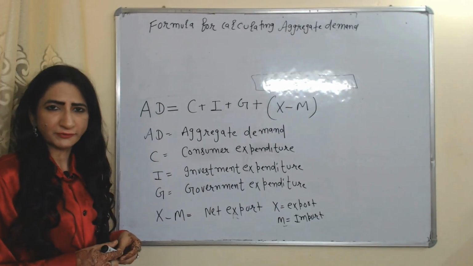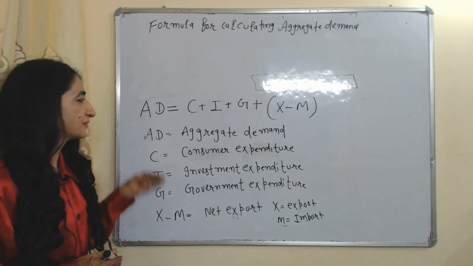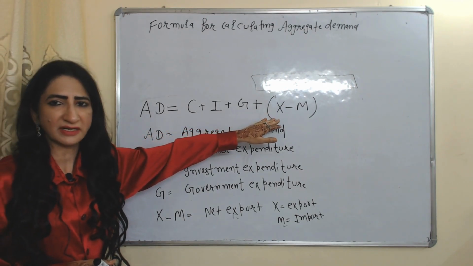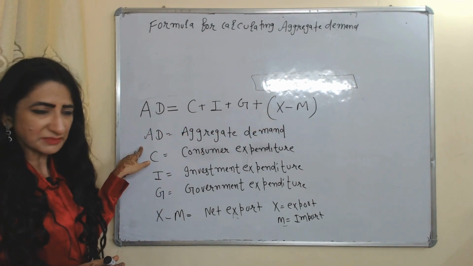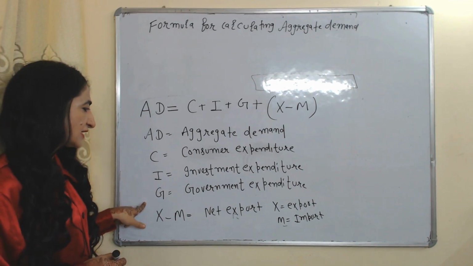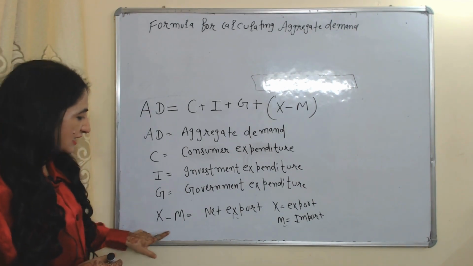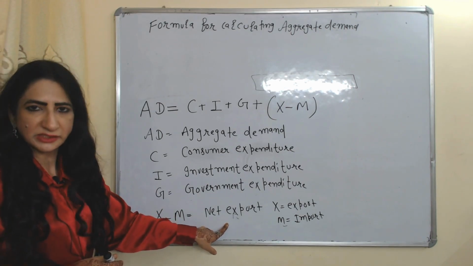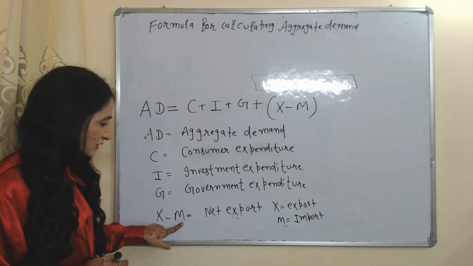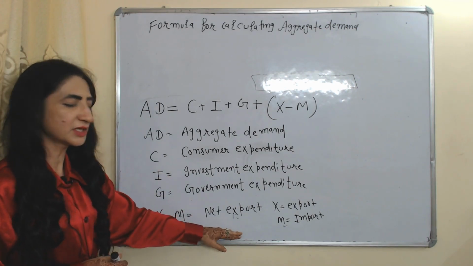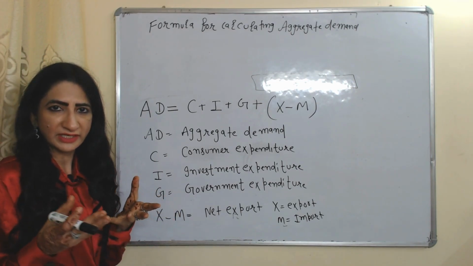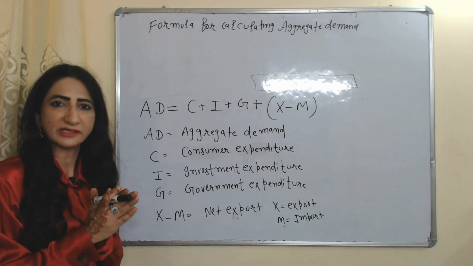Now we'll see formula for calculating aggregate demand. AD equal to C plus I plus G plus X minus M. Here AD is aggregate demand, C is consumer expenditure, I is investment expenditure, G is government expenditure. X minus M is equal to net export. Here X is export, M is import. When we minus import from export, it will become equal to net export. Net export shows demand for our nation goods and services by foreign countries.